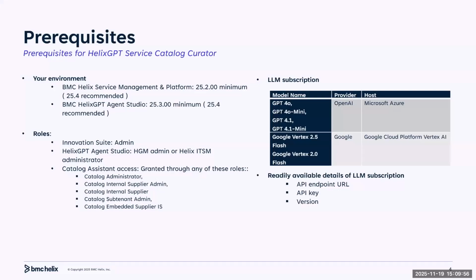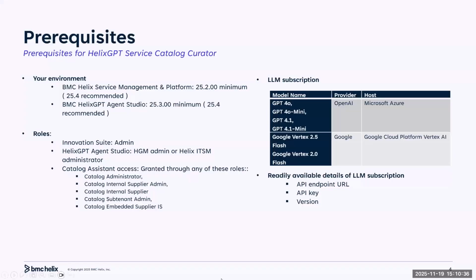The next most important prerequisite is the LLM subscription. At this moment, we are supporting two providers: one is OpenAI, and the other is Google Vertex. The model names that are currently supported are listed here, and you can go ahead with the configuration once you have the LLM subscription. Once you have it, you'll be enabled with the API endpoint URL, API key, and the version. These three components are important to register your AI connection for the Helix GPT.